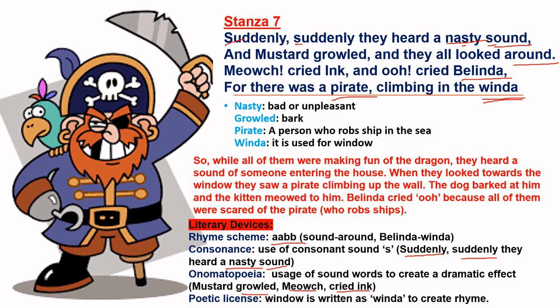Then you have poetic license, which we had seen in the first stanza also. So window is written as winda to create the rhyme. So this word is "winda" instead of window; the poet has written it just to create a rhyme with this word and just to create a musical effect.